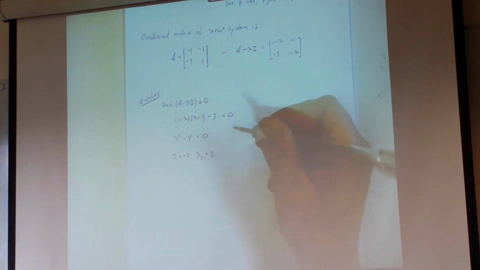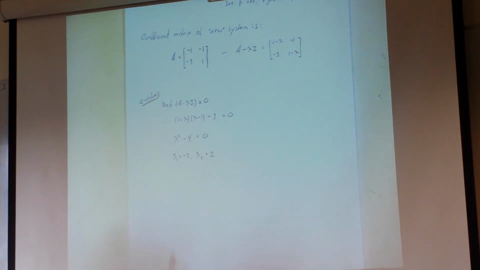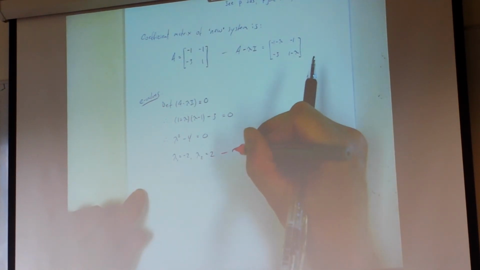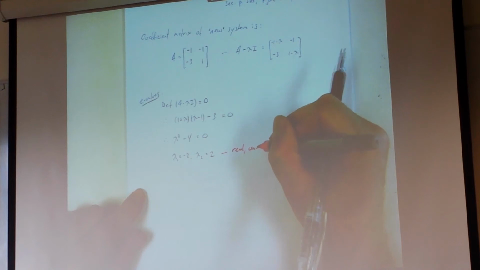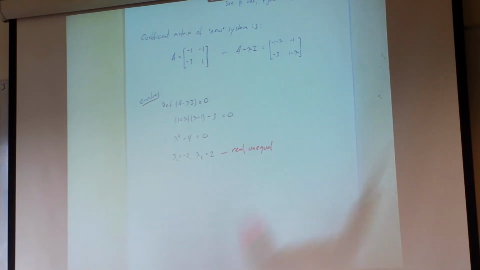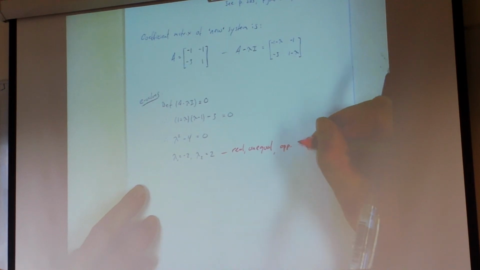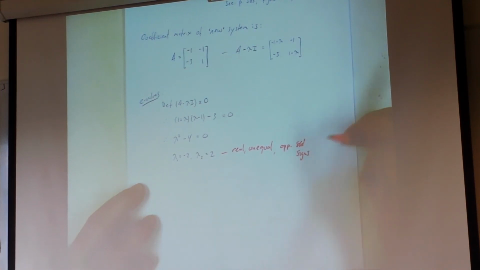Okay, so we get real, unequal eigenvalues of opposite sign. What's this going to be? Saddle point about the point 1, 2.